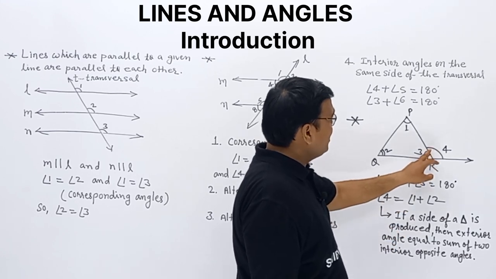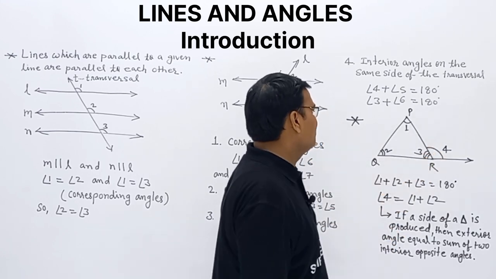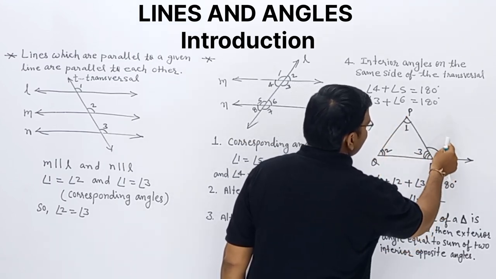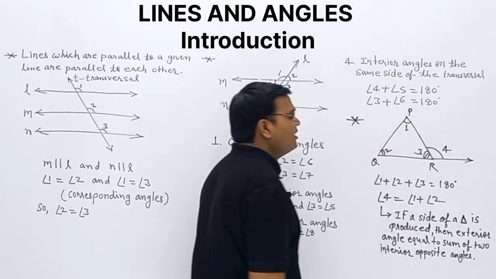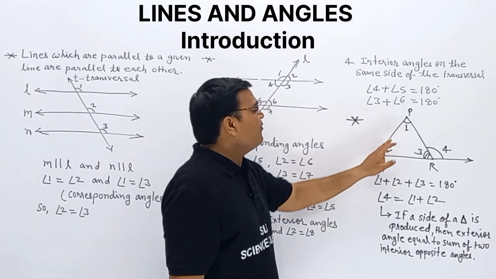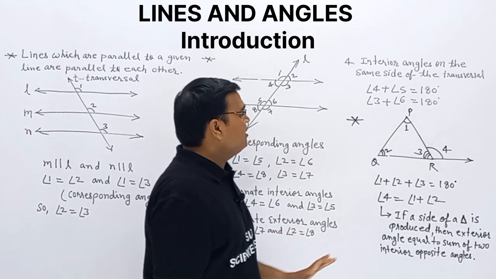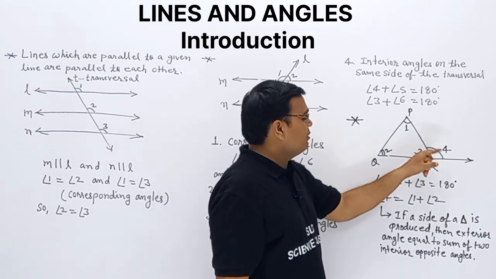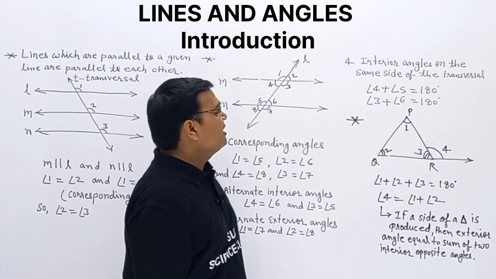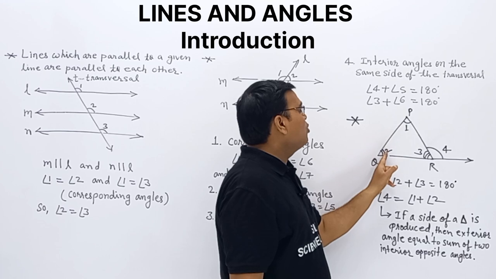But here we have a side of the triangle produced. This is the triangle and a side of this triangle is produced, and it makes the angle 4. Then what will be the relation? We should know the sum of angles of a triangle is 180 degrees. We know that well. And once a side of a triangle is produced, then this angle will be equal to the sum of both angles.